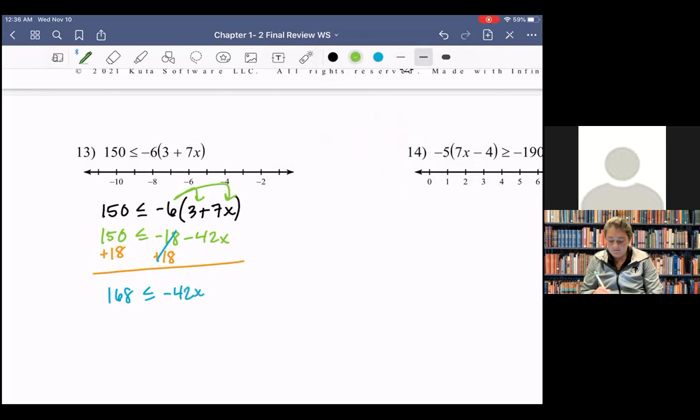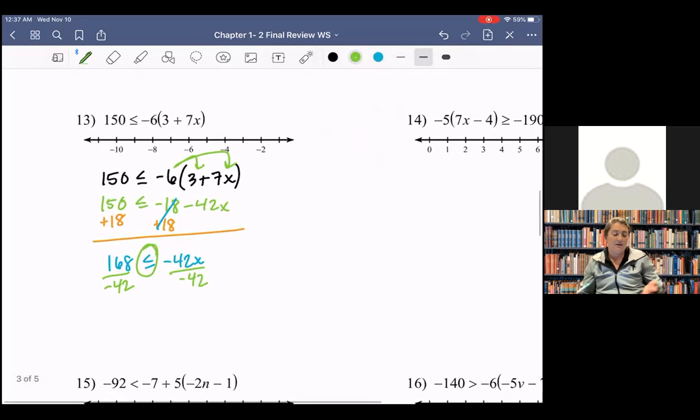Okay, here's the thing that I've been waiting for. We need to divide by negative 42. And whenever we divide by a negative, we have to flip the sign. So 168 divided by negative 42 is negative 4. So this is negative 4, but now I have to change the way the alligator is eating, or whatever you want to say. Negative 4 is greater than or equal to x. Okay, so there's our answer.